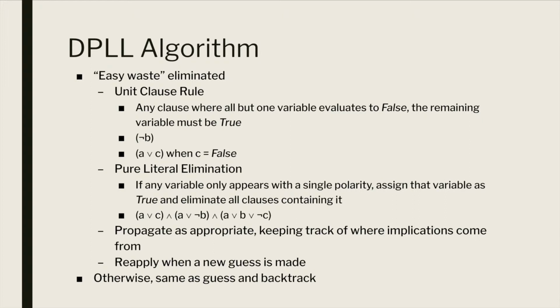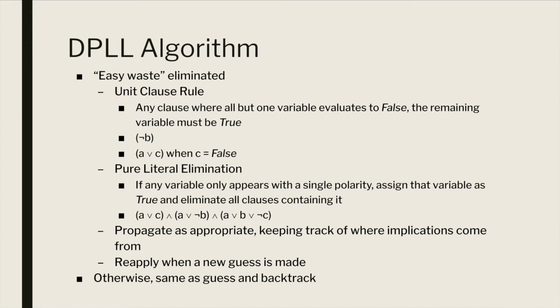This can be seen in our simple examples where we have a clause of just not B or a clause of A or C when C is set to false. DPLL also does pure literal elimination, where any variable that only appears with a single polarity is given an assignment to satisfy it. So here, not A never appears, so we set A to true. Applying these rules can lead to cascade effects, where the rules can be reapplied, fixing the assignments for even more variables. The rules also need to be reapplied every time a new guess is made.